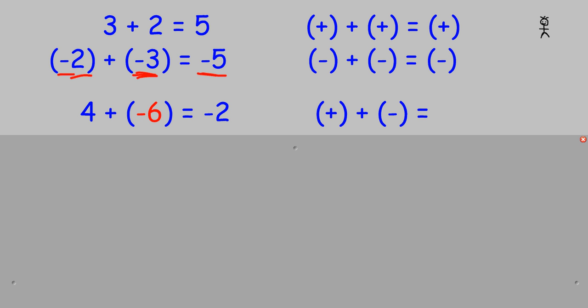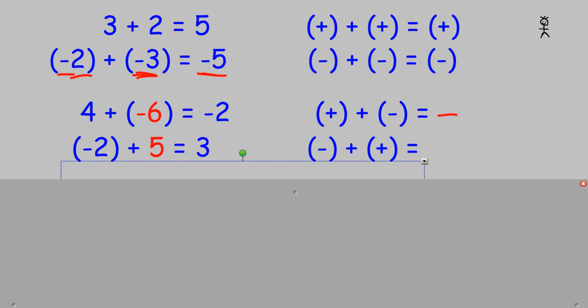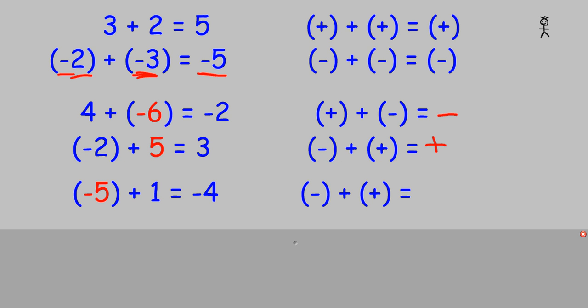This next one, we had 4 plus negative 6 equals negative 2. Well, in this example, our answer was a negative. But when we look at this next one, here we had a negative number plus a positive number, and our answer was a positive. And finally, looking at the last one here, we have a negative plus a positive, and the answer again is negative. So what determines the sign?